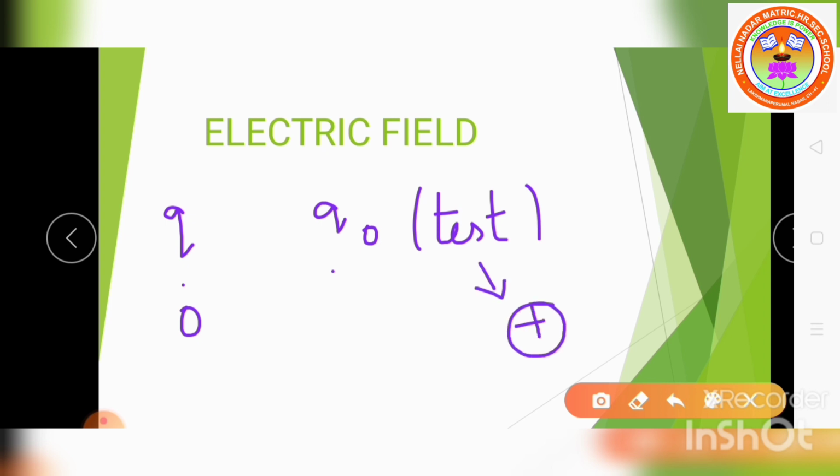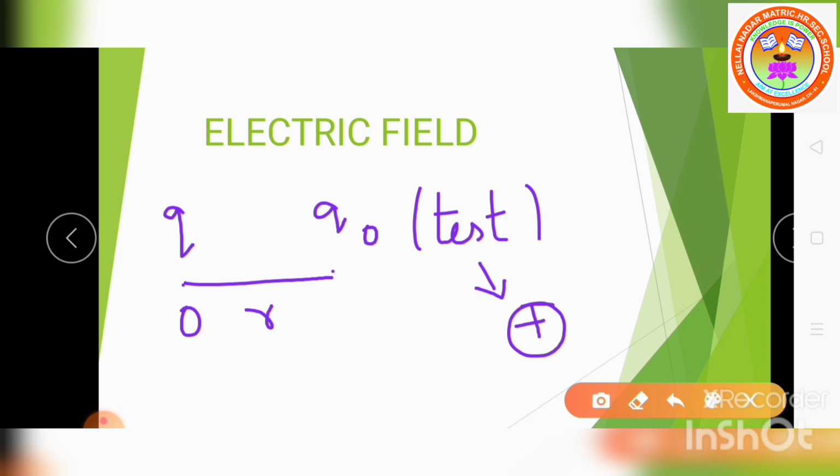The test charge we always take as positive. Remember, everywhere, the test charge is taken as a unit positive charge. Initially we have one charge Q. At a distance, we take another charge Q0. Here the distance is R, at a distance R from the charge Q.